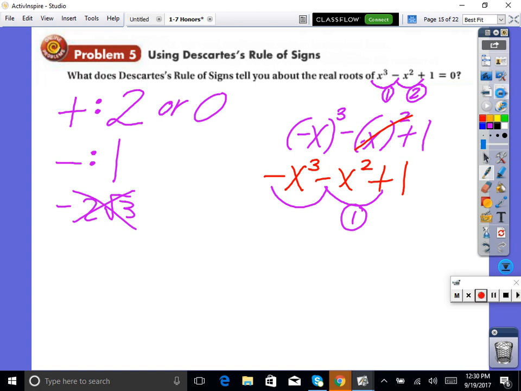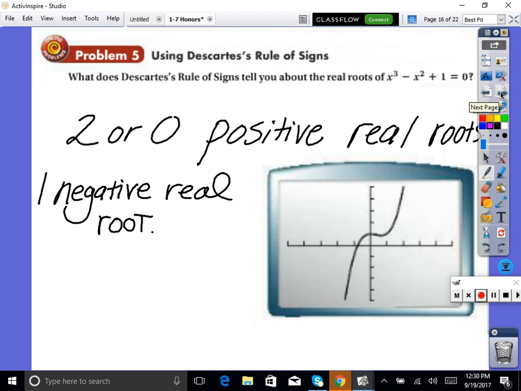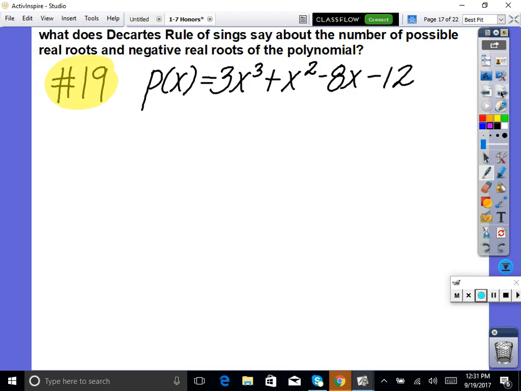Now look, I'm going to show you that same polynomial graph. Look, there it is. Didn't it do what Renee said would happen? 0 positive real roots, right? And 1 negative real root. It always works for all polynomials.